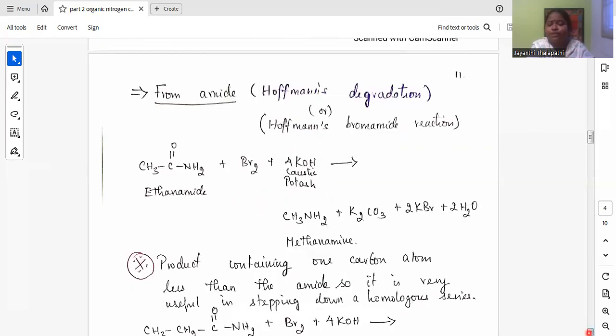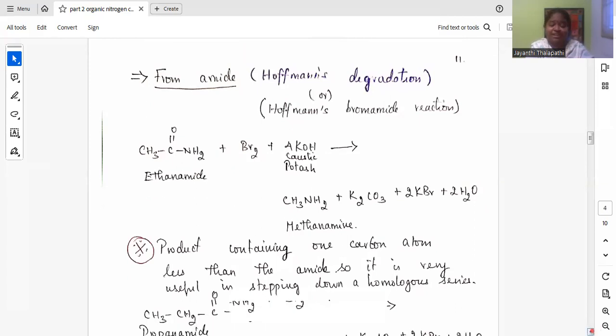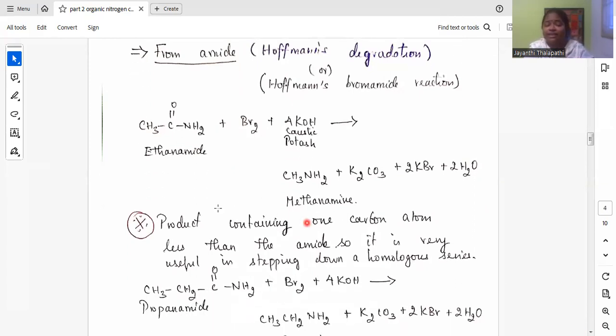But over here, Hofmann's degradation is the other way around. Here you will remove one carbon atom from the reactant. The reactant is an alkanamide, which means CONH2. So in CONH2, by adding bromine with the help of caustic potash, the reaction takes place. 4 potassium over here: 2 of the potassium bind with CO3, I mean the 4 oxygen over here, which goes as K2CO3, and 2 other potassium bind with Br, which goes as 2KBr, and you get methanamine as a product.